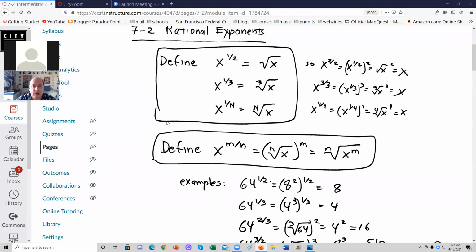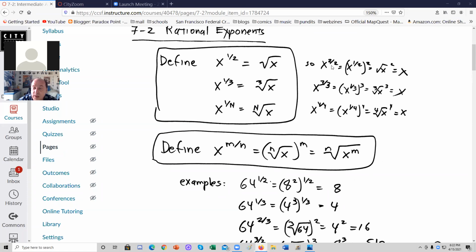7-2, rational exponents. So remember I said that a square root gives a half power. We define x to the 1/2 as the square root of x. We define x to the 1/3 as the cube root of x. And we define x to the 1 over n as the nth root of x.